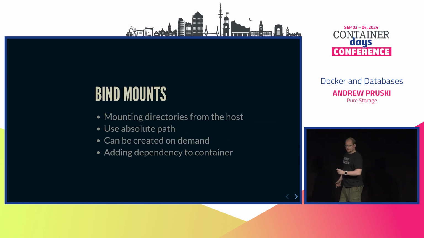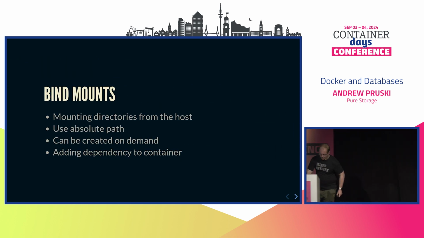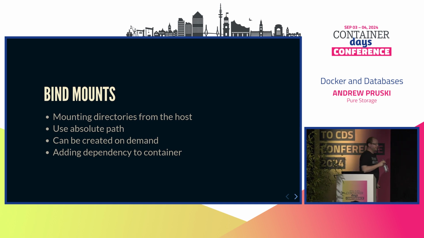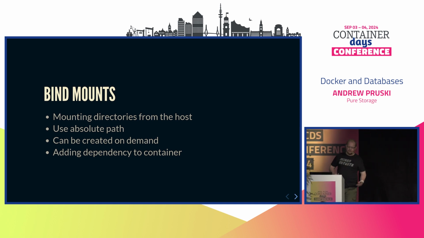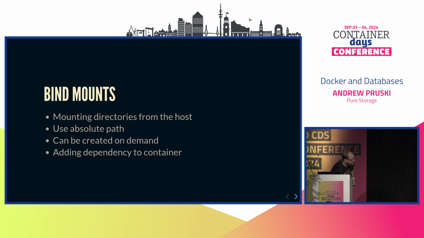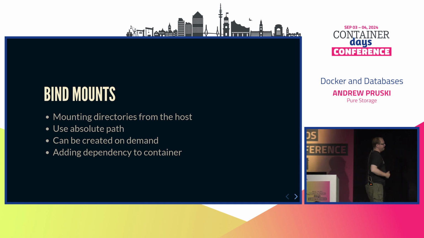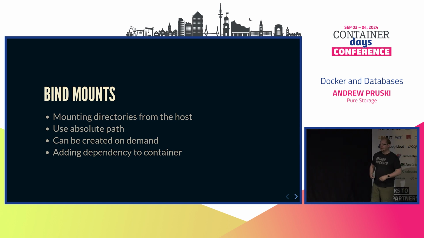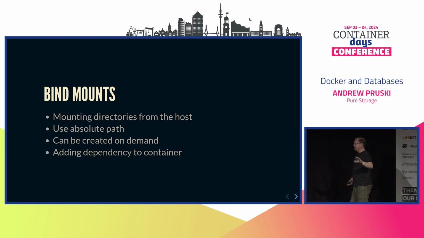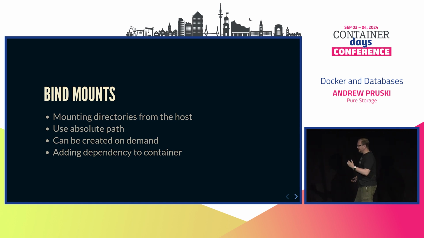So the first one, bind mounts. As I said, this is mounted directories from the host. We use the absolute path, no shortcuts here. And the cool thing about these is they can be created on demand if Docker is running as root on your system, which, okay, can cause issues. We basically take a directory on the host, mount it into our container, and then we can come along, access, come along, access.